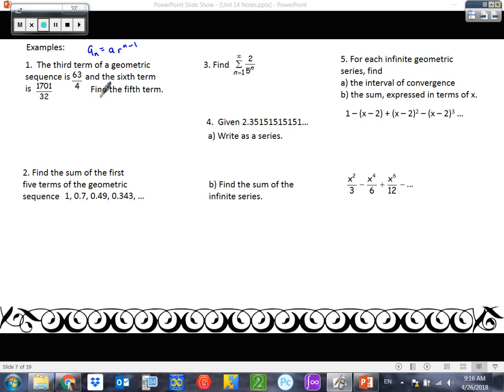I'm going to choose to put the sixth term, the term with the largest term number, on top, because we're going to solve this system in a little bit of a different way. So I'm going to work with the sixth term first. I know the sixth term's value is 1701 over 32, and that's going to be equal to A, which I don't know, times R, which I don't know, but I do know the term number. This is the sixth term, so 6 minus 1 is 5. Okay, so that's my first equation.